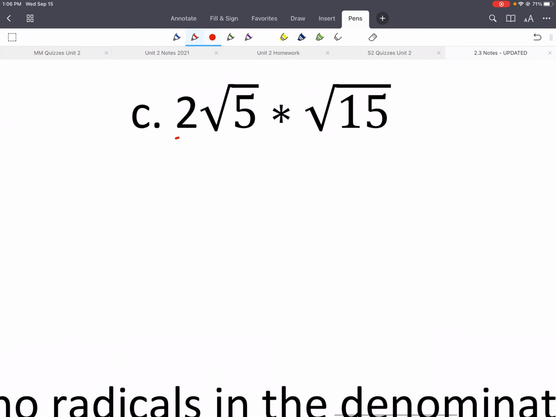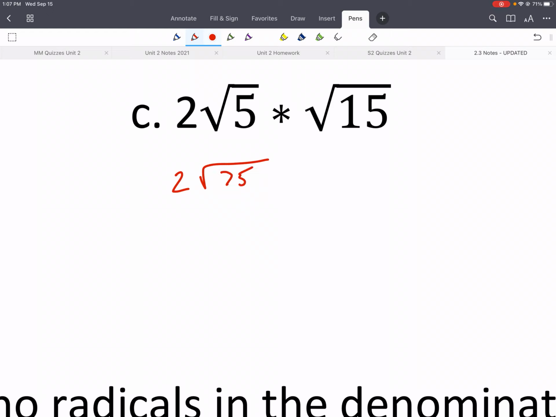If we have a number that's in front of that root, it's basically the same thing. If this was a 3, we multiply the things that are outside of the roots, and we multiply the things that are inside the roots. So just kind of like what we did before in our last lesson. So we'd have 2 square roots of 5 times 15. Or we could write that as 75.